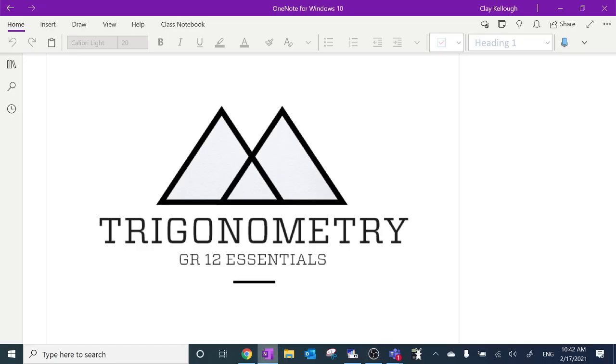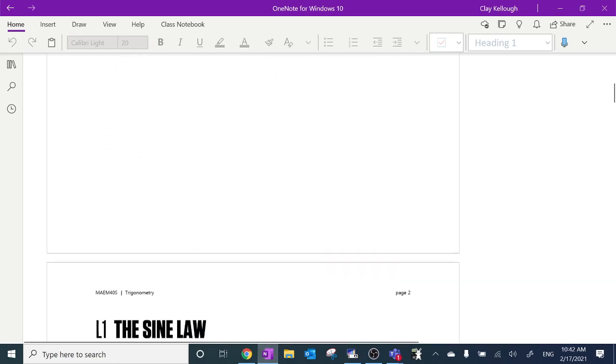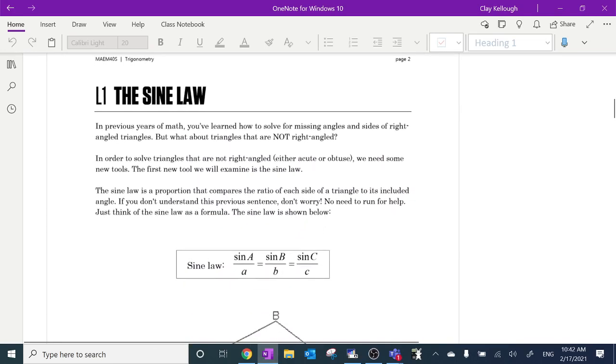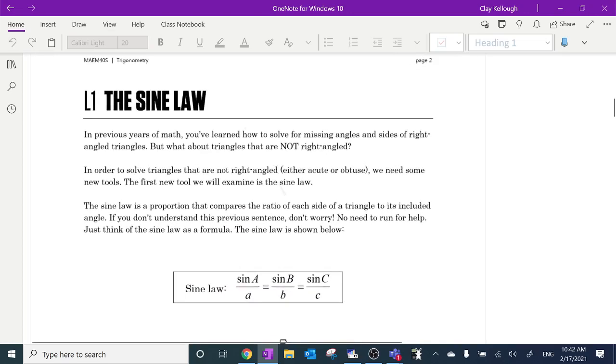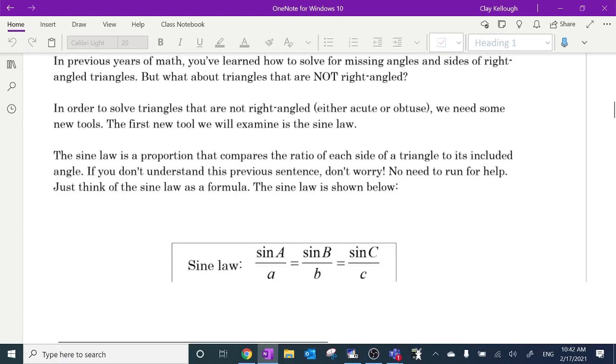Your first grade 12 trig. Now, what's special about grade 12 trigonometry is that we don't have to have right triangles anymore. SOHCAHTOA only works when you have a right angle in the triangle. I actually don't need a right triangle for what we're going to call the sine law. So on page 2 here, we have this beautiful formula that's actually three ratios put together called the sine law.